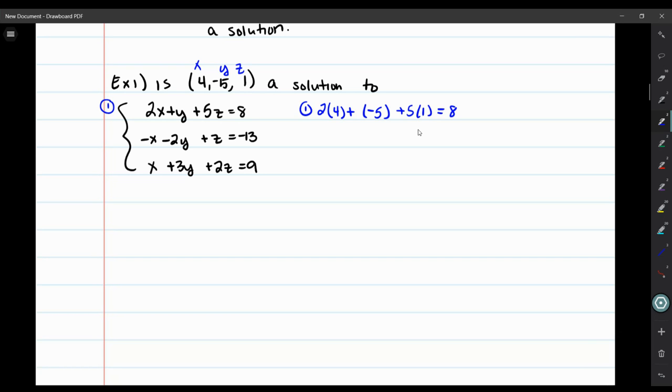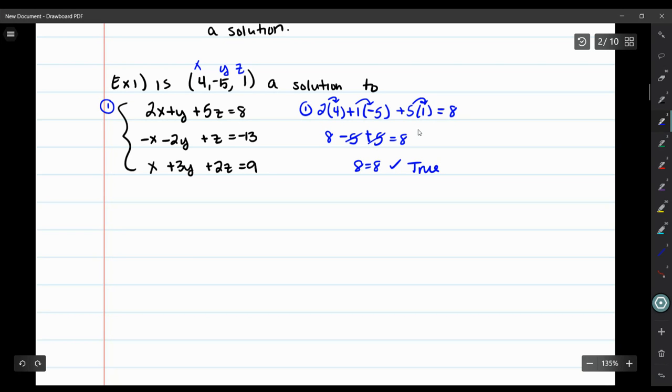Now all you're left to do is just simplify. 2 times 4 makes 8. A +1 times a -5 is a -5. And then 5 times 1 makes 5 equals 8. Well, -5 plus 5 makes 0. So we have 8 equaling 8. So yes, this is a true statement. So far, this coordinate point is a solution, but it may not be true for all 3. Got to check all 3.